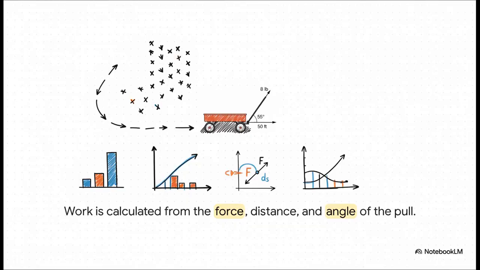And this picture of the kid with the wagon? It's perfect. The amount of work you're doing isn't just about how hard you pull. The angle is everything. If you're pulling with the path, great. All your effort helps. But if you're pulling against it or at an angle, only some of your effort is actually doing the work. A line integral is just the math that figures all that out, summing up that effective push or pull over the whole trip, no matter how curvy the path is.